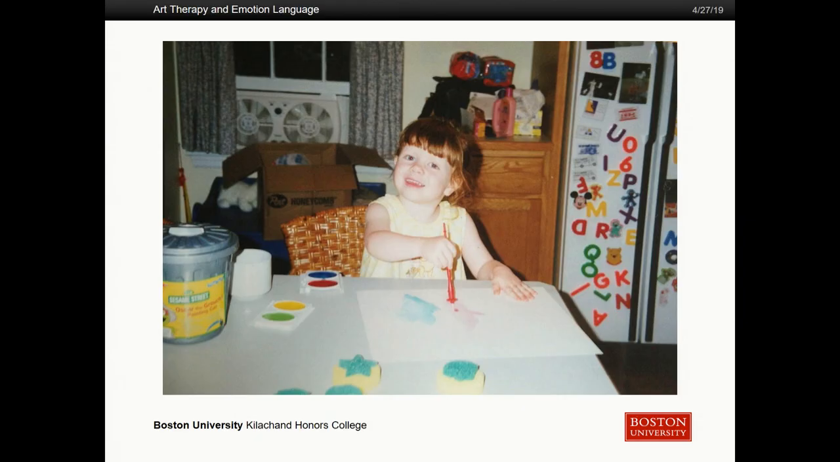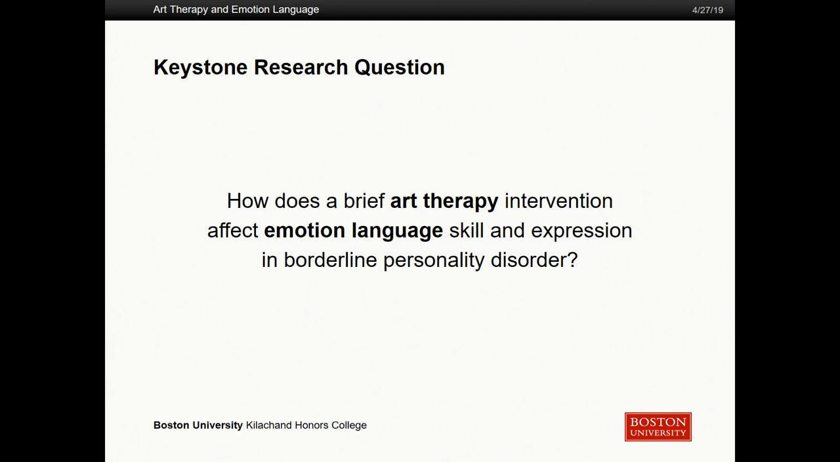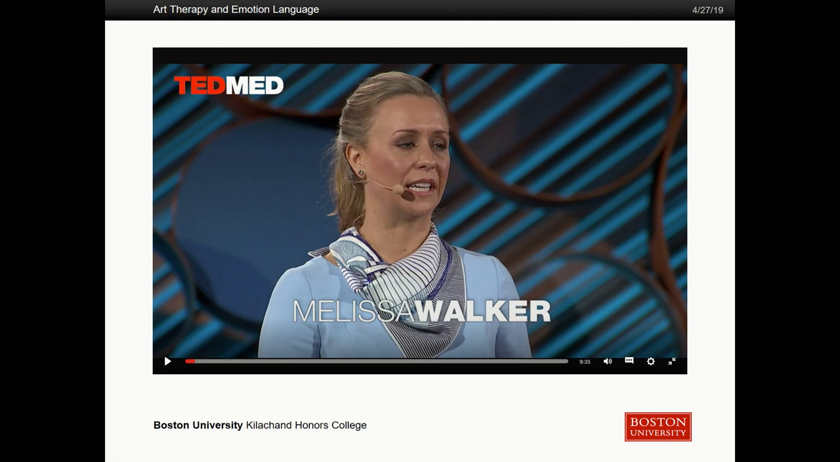So I saw this expressive gap in treatment, and naturally, as a visual artist, I saw that painting and visual arts may be a way to address this expressive gap. That led me to my key research question, which is how does a brief art therapy intervention affect emotion language skill and expression in borderline personality disorder? So investigating this question, the first method I used was trying to seek out experts in the field.